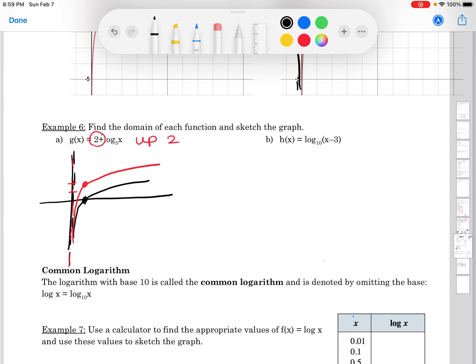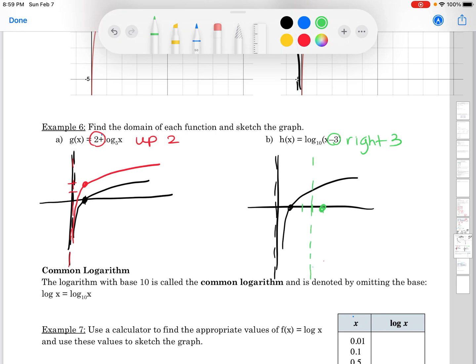Now, similarly for b, I'm going to have that same passing through (1, 0) point with my asymptote at 0. But here I have a minus 3 on the inside. That means we're going to move right 3 spaces. 1, 2, 3. Here's my new point. And also my asymptote is going to move 1, 2, 3 spaces as well.